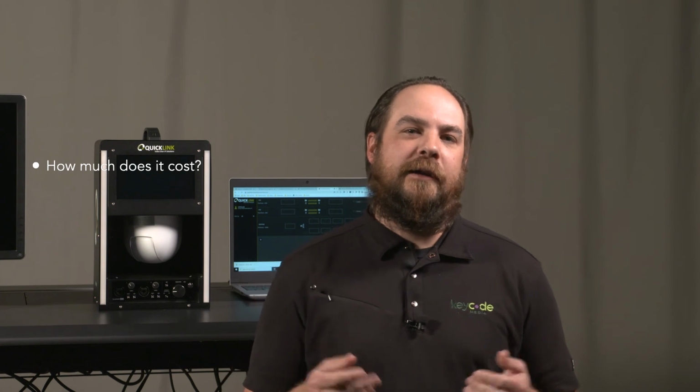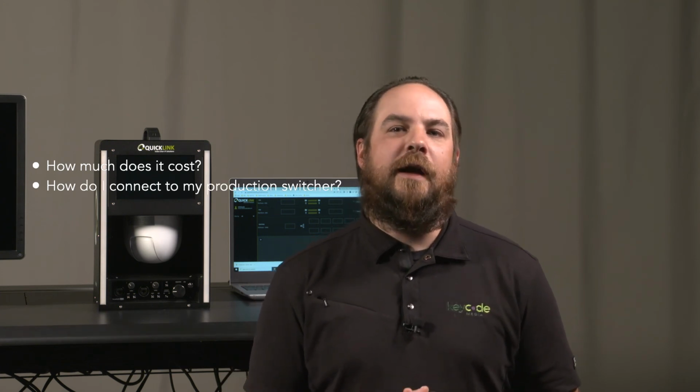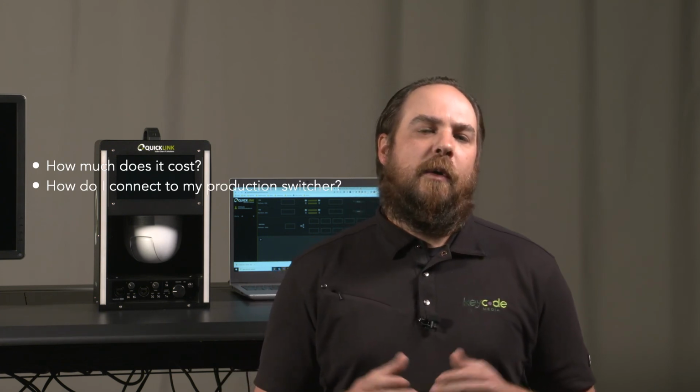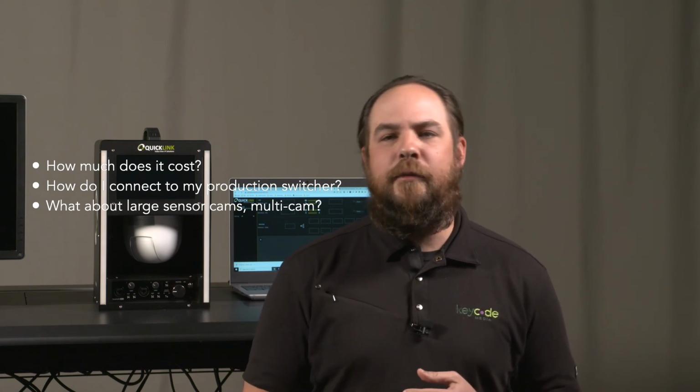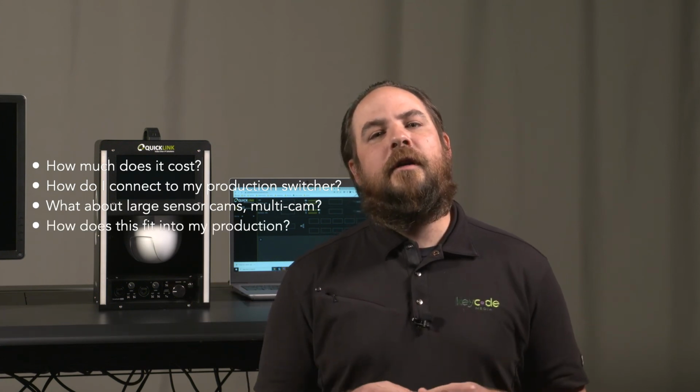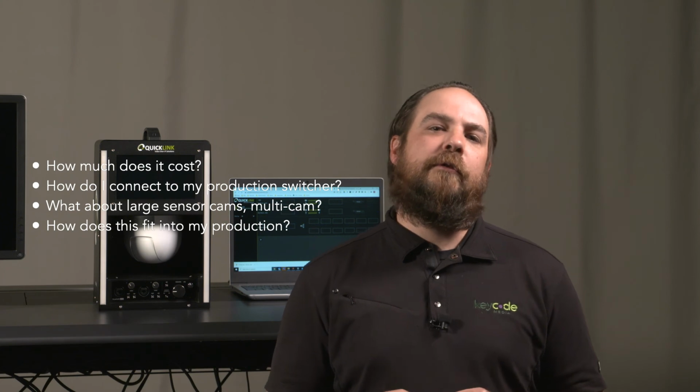Now the next question is, how much does the Quicklink cost? How do I connect this into my Ross, NewTek, Grass Valley, or other production switcher? What about large sensor cameras, multicam, and microphones? How do I approach integrating this product into a functional, bulletproof production workflow?